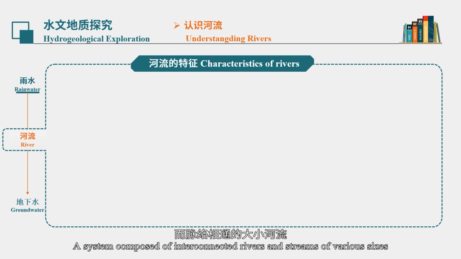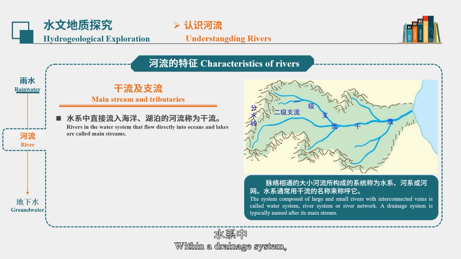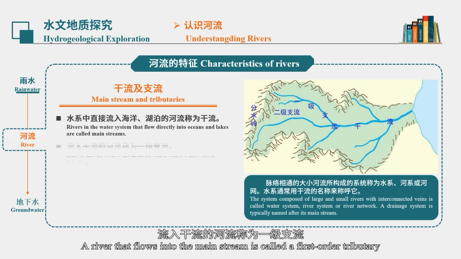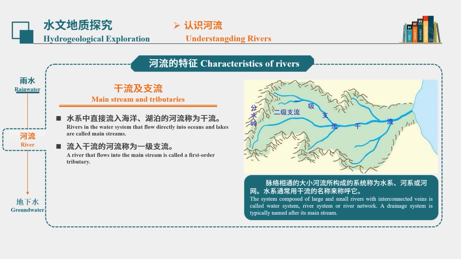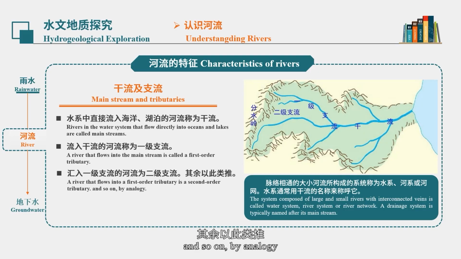A system composed of interconnected rivers and streams of various sizes is called a drainage system, river system, or river network. A drainage system is typically named after its main stream. Within a drainage system, a river that flows directly into an ocean or a lake is called a mainstream. A river that flows into the mainstream is called a first-order tributary. A river that flows into a first-order tributary is a second-order tributary, and so on, by analogy.